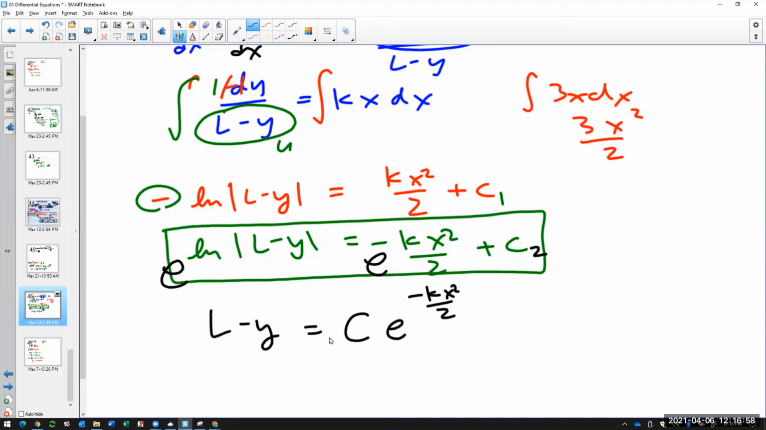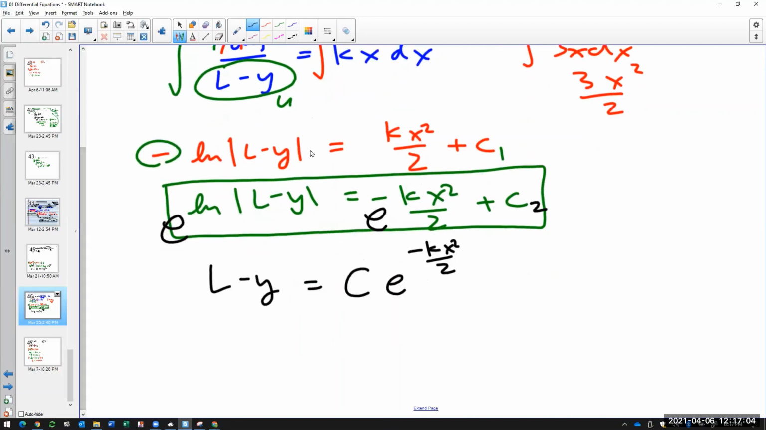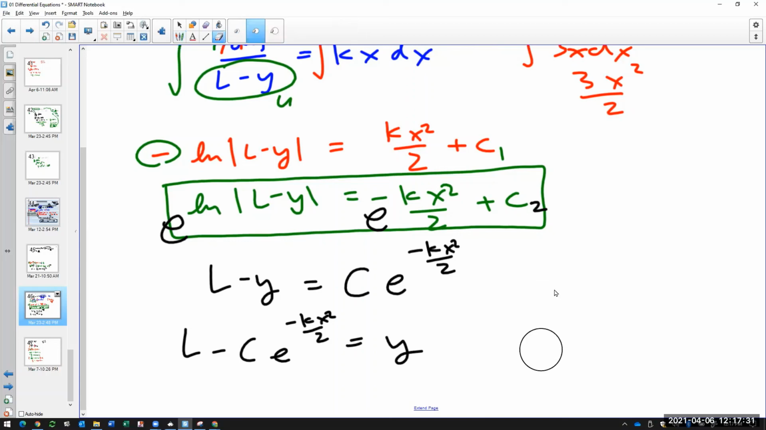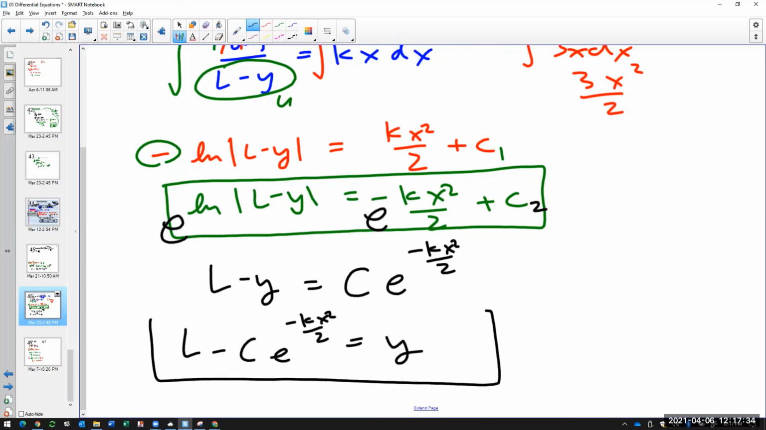Do you want me to show you how I got this big C? No, okay. So first you separate, then you integrate. Sometimes you exponentiate, and now you do what? Solve for what? Y and C. So let's do it. What do you want to solve for first? Y, okay. If I solve for y, I want to get y on one side. So this will be L minus C e to the negative kx squared over 2 is equal to y, right? I've solved for y. All right, let's solve for C. Can someone tell me my initial condition? Oh, there is none? Oh, when we're done. Did that help, Cynthia?